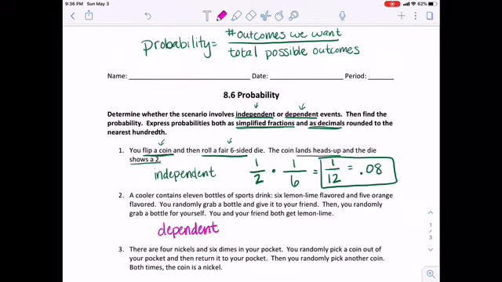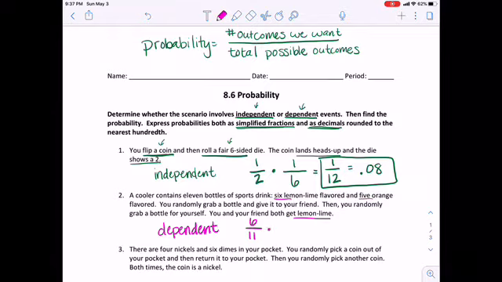What I get on the second event depends on what I got the first time. So in this case, I have 6 lemon lime flavored and 5 orange flavored sodas. When I reach in and grab my drink, I want the first one to be lemon lime and the second one to also be lemon lime. So the first time I reach into my cooler, I have 11 possible outcomes. There are 11 bottles I might grab. And of those 11 bottles, 6 of them are lemon lime. So I have a 6 in 11 chance of getting a lemon lime the first time I reach into the cooler.